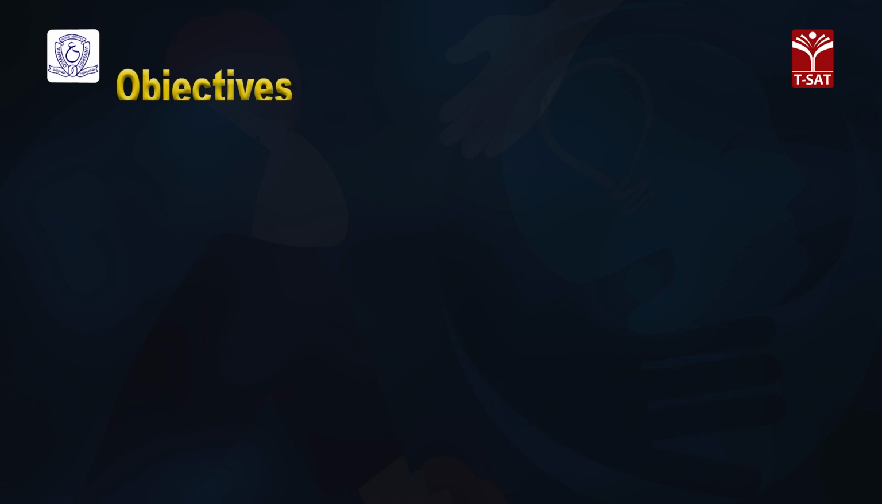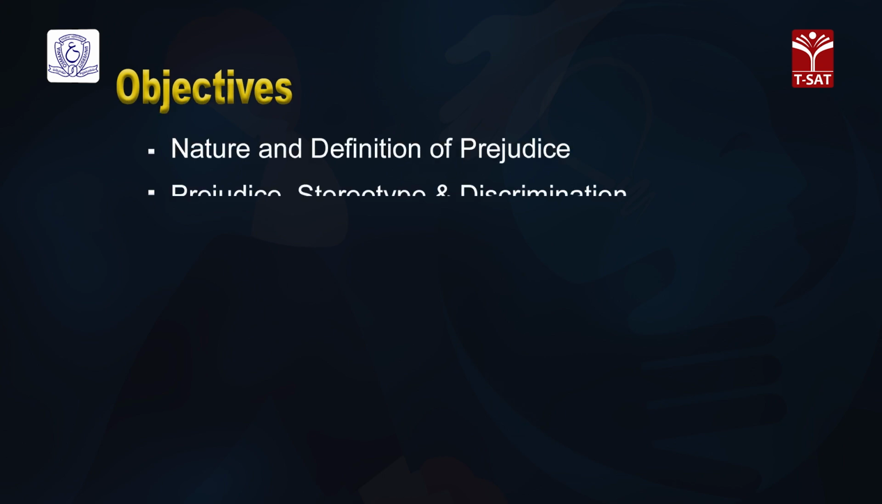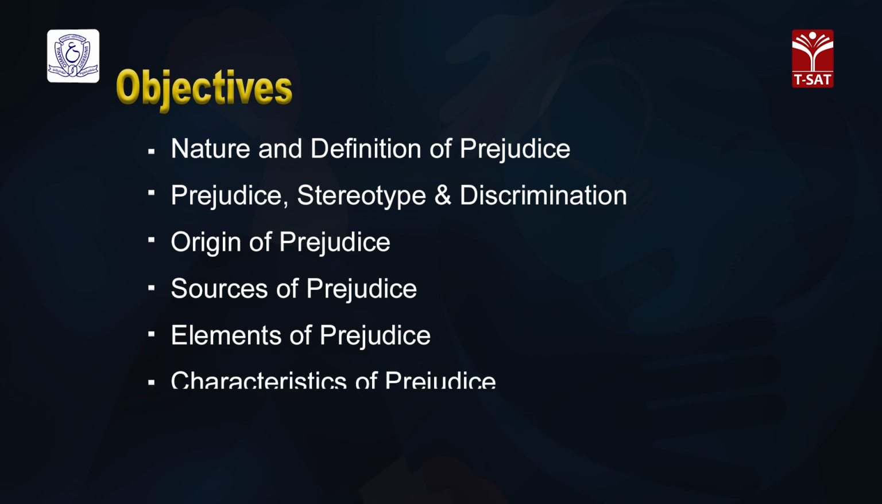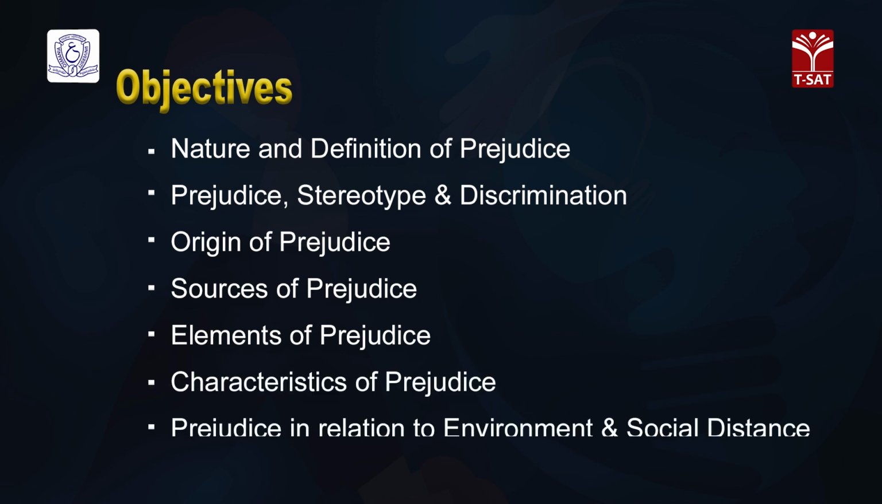Today we will be looking at a concept in social psychology which is known as prejudice and discrimination. In this concept, we will be looking at the nature and definition of prejudice, so prejudice, stereotype and discrimination, origin of prejudice, sources of prejudice, elements of prejudice, characteristics of prejudice, prejudice in relation to environment and social distance.